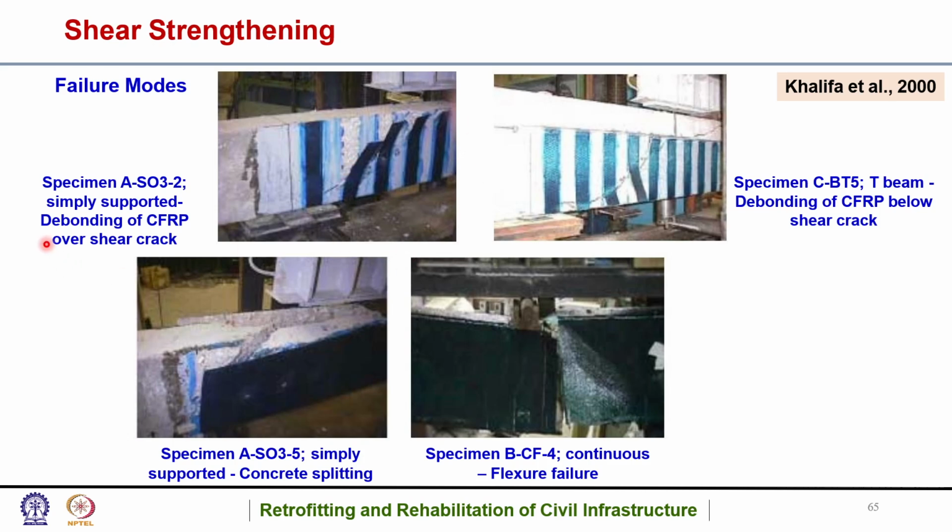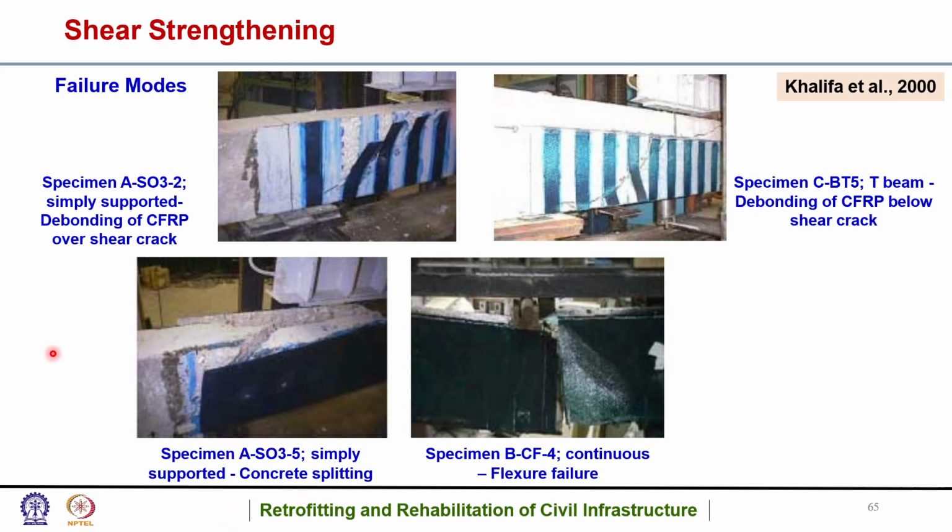This was the result for debonding of CFRP over the shear crack. So above the shear crack, this debonding had occurred. This was the debonding of CFRP below the shear crack. So this was the shear crack, and below this, the debonding had occurred. This was the simply supported concrete splitting. So the splitting of concrete had occurred.